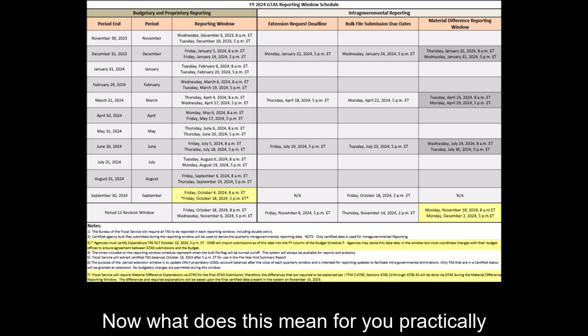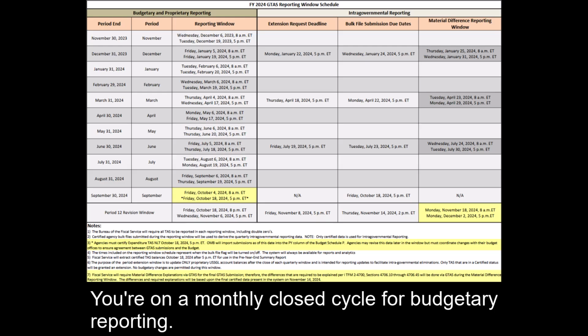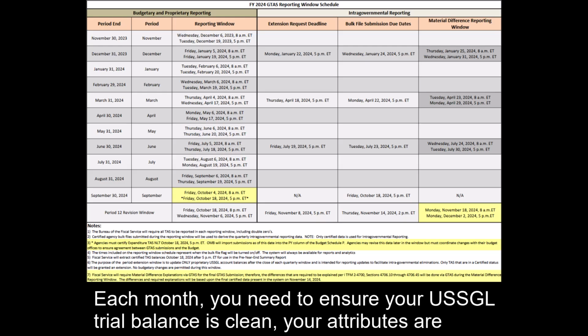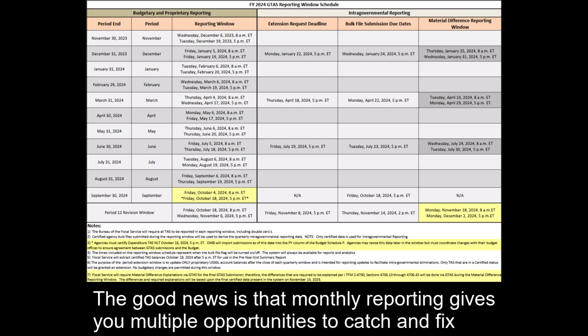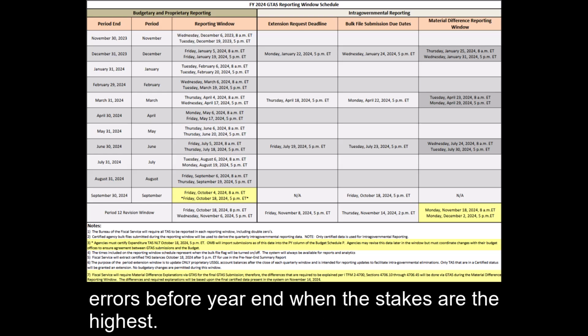Now, what does this mean for you practically? You're on a monthly close cycle for budgetary reporting. Each month, you need to ensure your USSGL trial balance is clean, your attributes are accurate, and your data is ready to submit. The good news is that monthly reporting gives you multiple opportunities to catch and fix errors before year end, when the stakes are the highest.